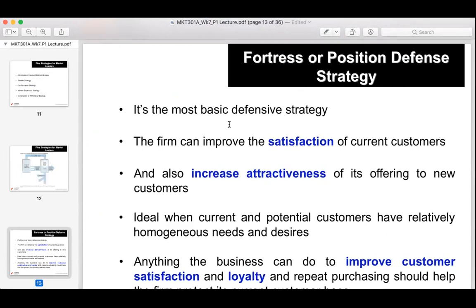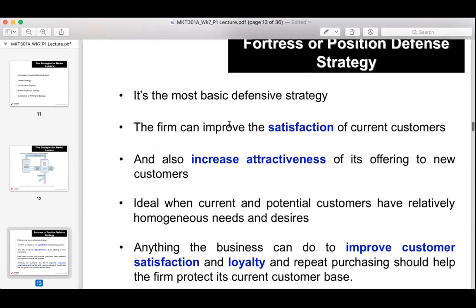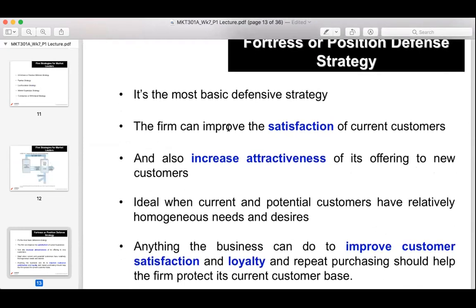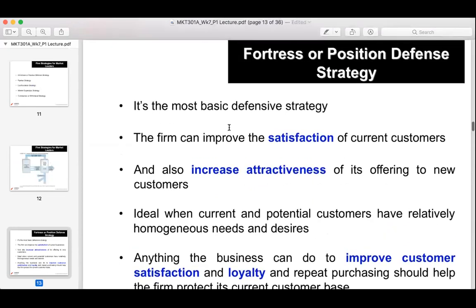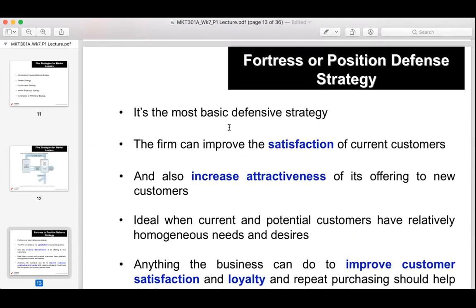So here they keep improving. When we say defensive, it doesn't mean we do nothing as the market leader. We keep improving the satisfaction of the current customers, so we keep increasing the attractiveness of the offering. We look after customer loyalty and customer satisfaction. That is the main thing that we do when it comes to the defensive strategy.